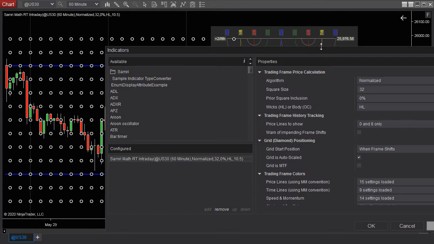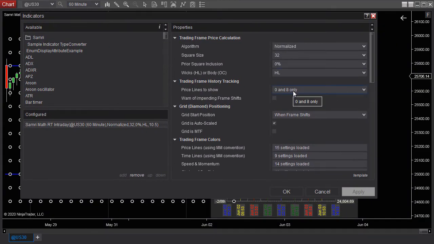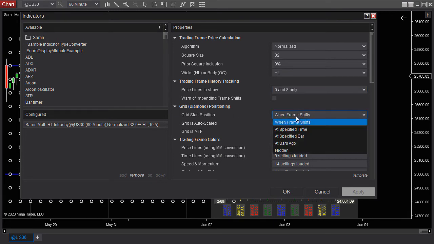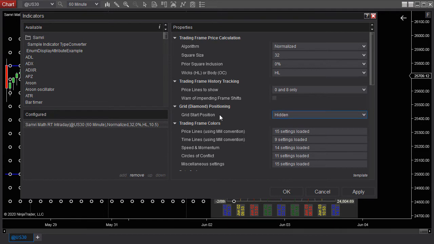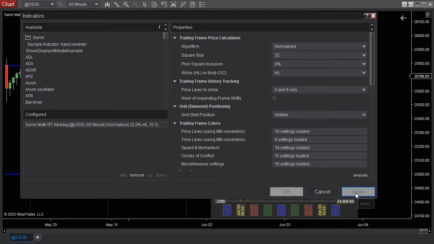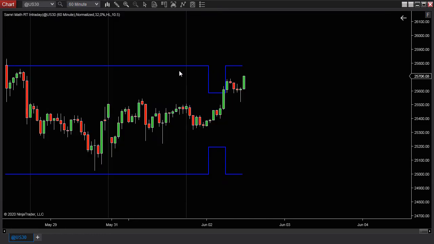Another option is to hide it altogether. I don't want it. The grid, the diamond, I don't want the grid at all, so it's hidden, right? So it's gone, and all these options that were there before were gone. Okay, so now we're only looking at the plots, the historical plots.